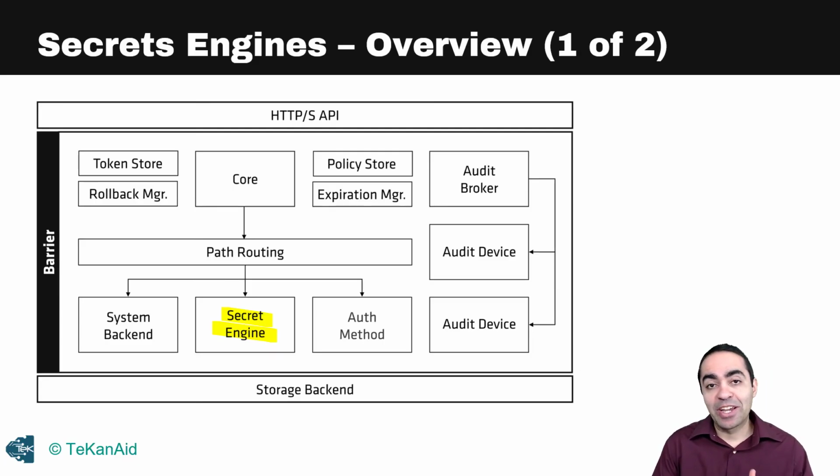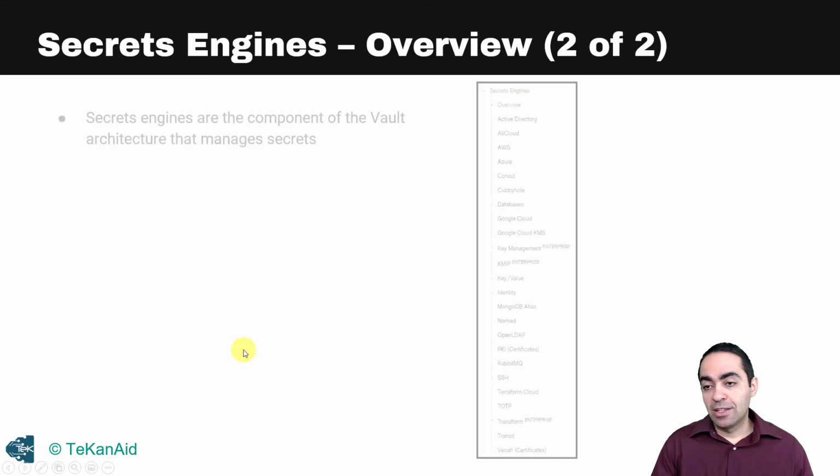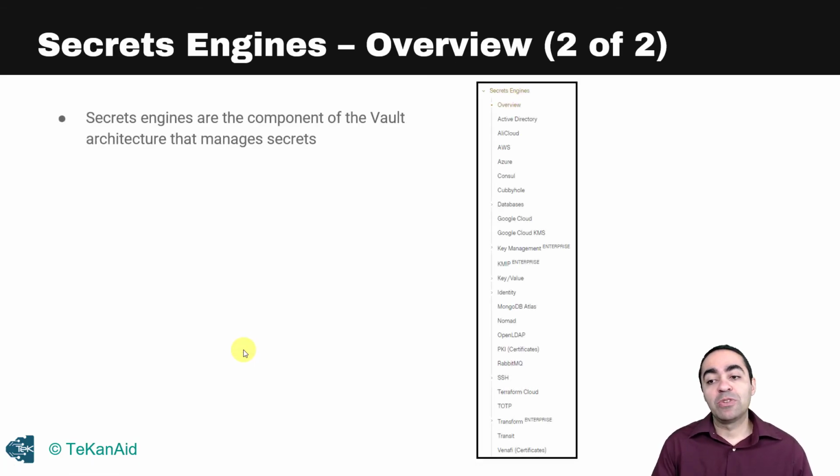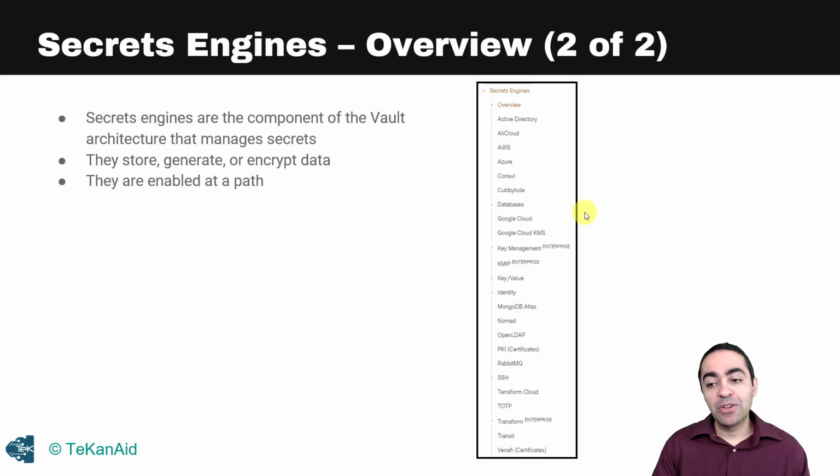We're back to our diagram, and you can see where secrets engine lie in the architecture internals of Vault right here. Secrets engines are the component of the Vault architecture that manages secrets. As you can see here in this picture, this is a snapshot of all the secrets engines available to Vault at the time of the recording. So this is Vault 1.9.3. And we will cover the most popular secrets engines in this course. So secret engines, they store, generate, or encrypt data. They are enabled at a path.